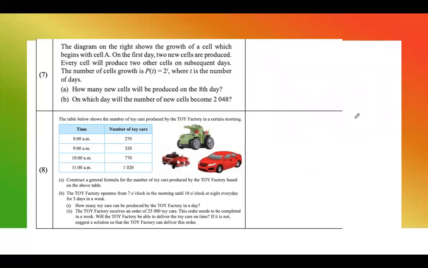Then we go to number 7. Number 7 is regarding a cell. You can see on the first day, you produce 2 cells. This is called day 0, this is the first day. After the first day, you produce another 4 cells, then on the second day we have this. The formula given is P t equals 2 to the power of t, right?